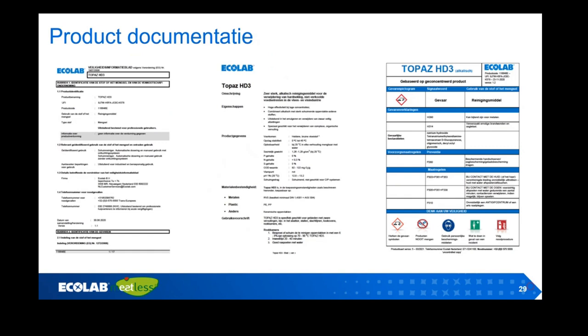Then you have what we call the TDS, technical data sheet. In the technical data sheet, you can see how to use the product in the right concentration, and also something about material compatibility. And then you have what we call the veiligheidskaart, the safety card. It's one page, and it's a summary of what you see over here. Most of the time you see the safety card in a chemical storage.